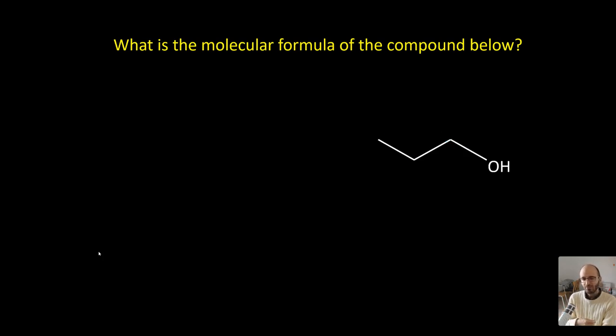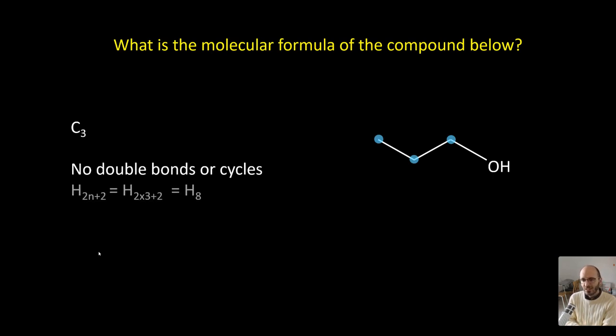You don't count them. Let's do this one. Same thing. You count the carbons, 3. No double bonds, no cycles. So how many hydrogens? Well, 2n plus 2, which is 2 times 3 carbons plus 2, 8. So this is C3H8, and now you do have to include the oxygen.